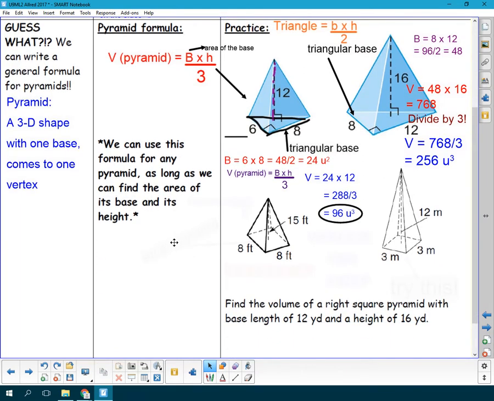Move on to this next one. We got a square pyramid here. I know it's a square because it has a base that is 8 feet by 8 feet. And that's the base of that shape, a square right there. To find the area of that base, I'm going to do 8 times 8 and get 64 feet squared.